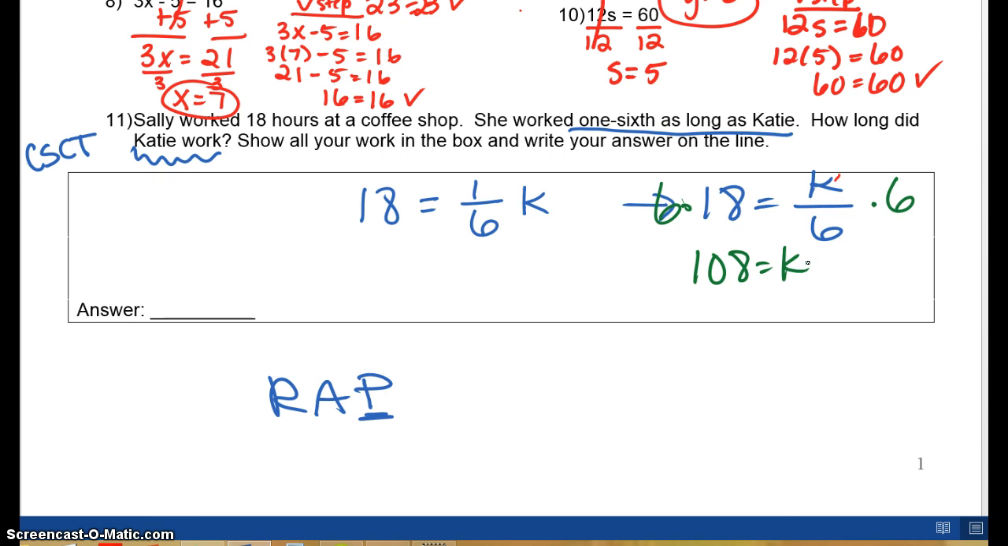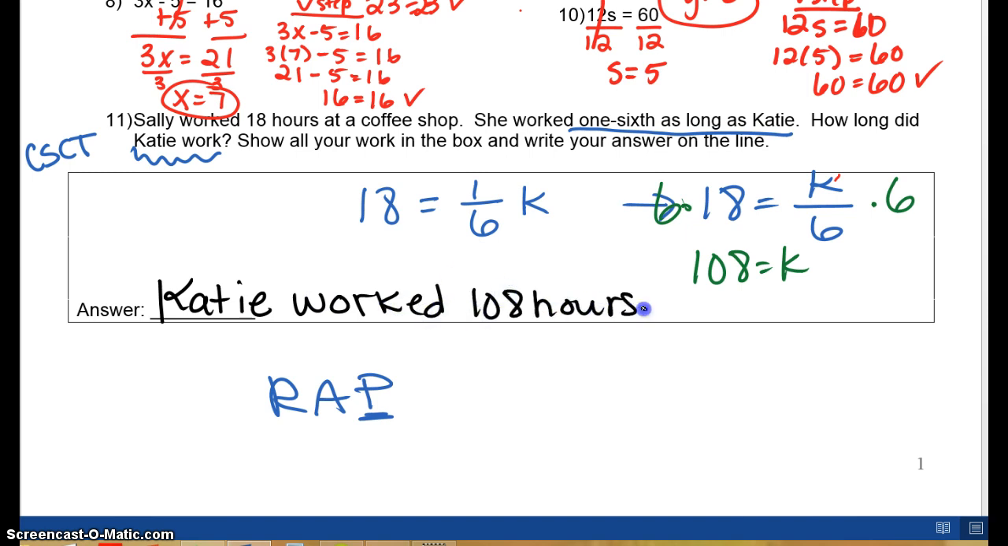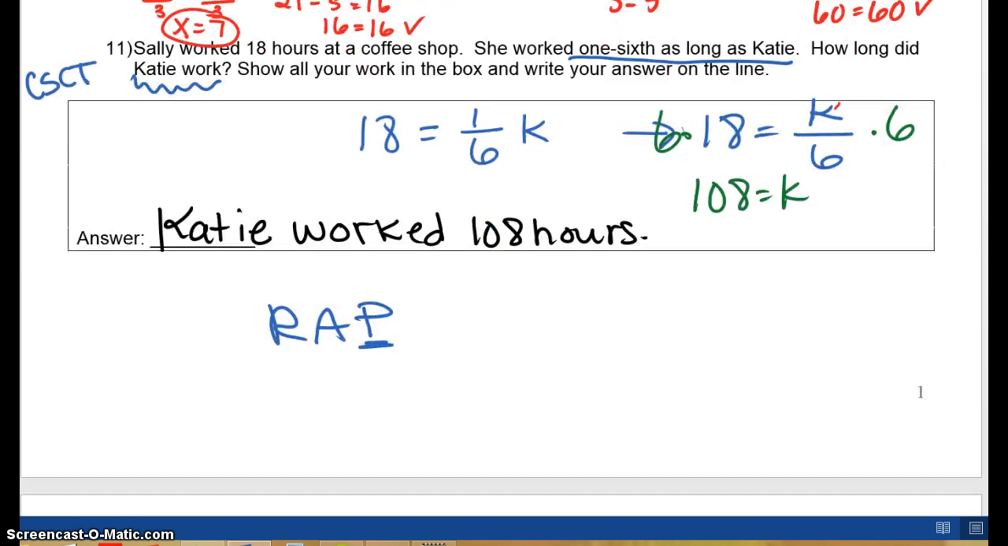So we have to make sure our final answer is in a complete sentence. We're going to use Katie's name specifically so we know who we're talking about. Katie worked 108 hours. So for number 11, make sure you showed all your work in the box and your answer is a complete sentence. And if you've gotten all that, then you're good to go.